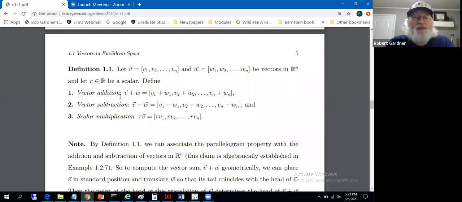We're defining the sum of two vectors, v and w, v plus w, to be the vector with n components, the first component of which is the first component of v plus the first component of w, v1 plus w1. The second component of which is the second component of v plus the second component of w, v2 plus w2, and so forth. So you just add the corresponding components together. So a sum of two vectors is a vector.